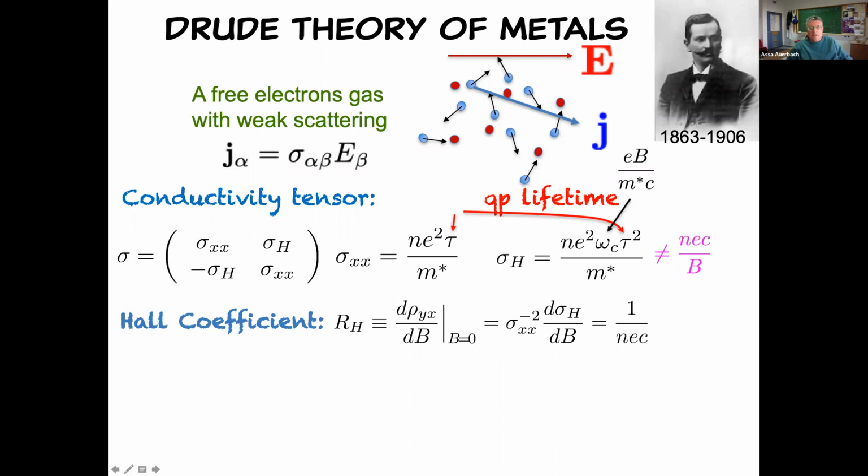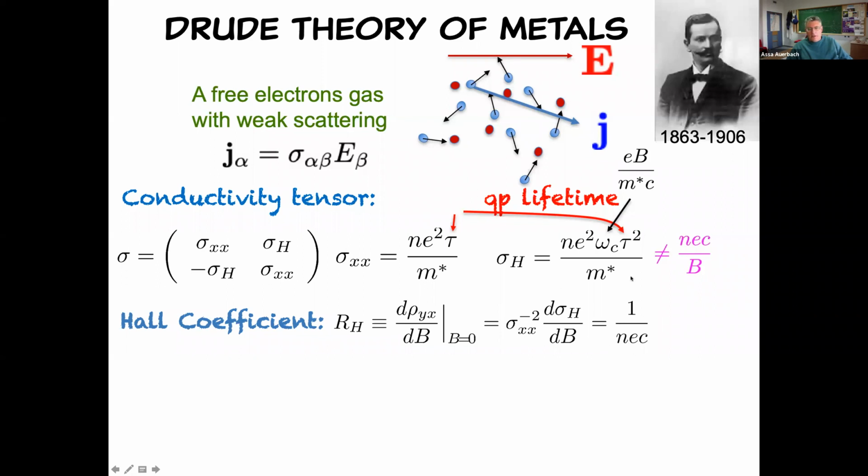And if you plug these two expressions in here, a miracle happens: the scattering lifetime, which appears here to the second power and twice appears here, cancels out. Not only the scattering time, also the mass cancels out. And you get a number which is just 1 over the density times e and c, which are fundamental constants. So somehow the Hall coefficient just measures, in Drude theory, the inverse density.